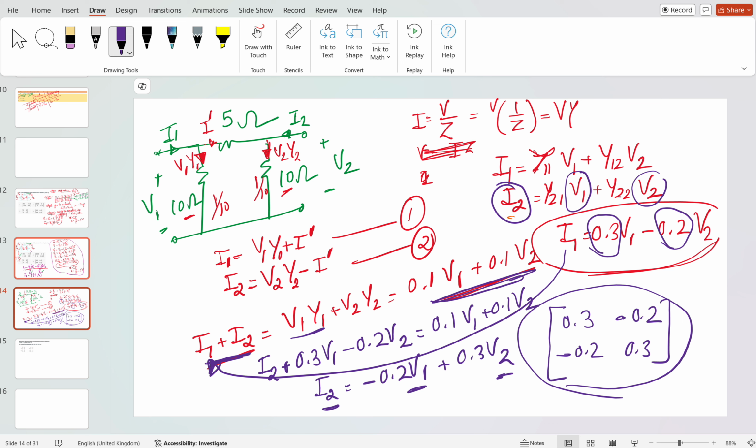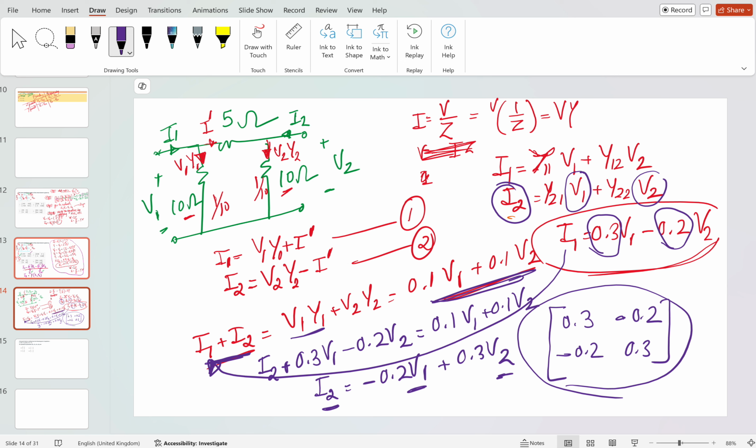Now is there any doubt in this? Any doubt? If you are facing any doubt, just let me know. I will clarify that. Okay. I hope I have cleared this doubt.